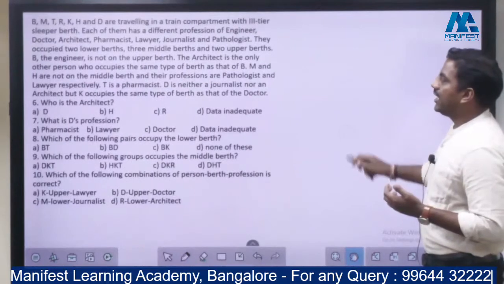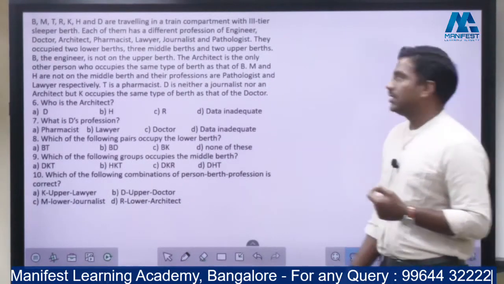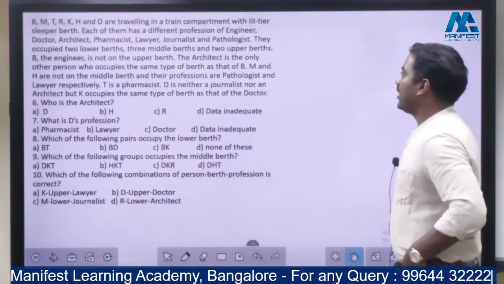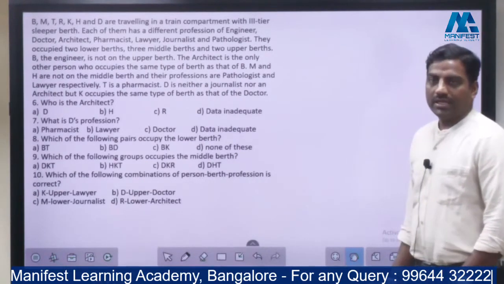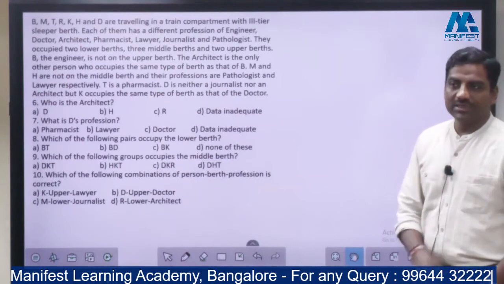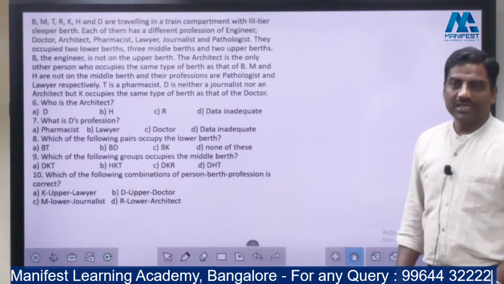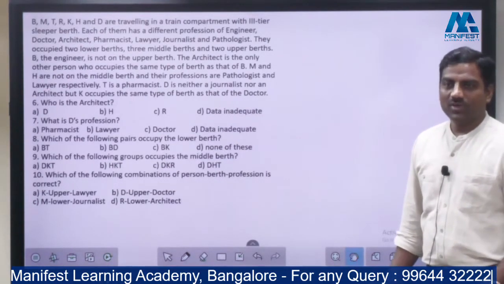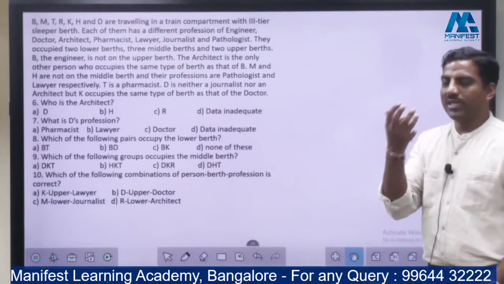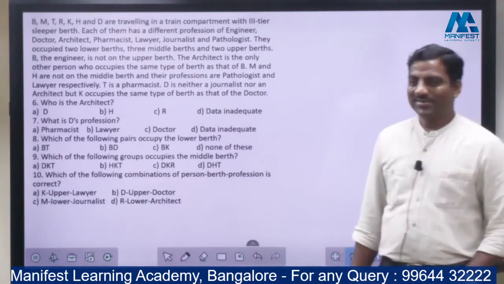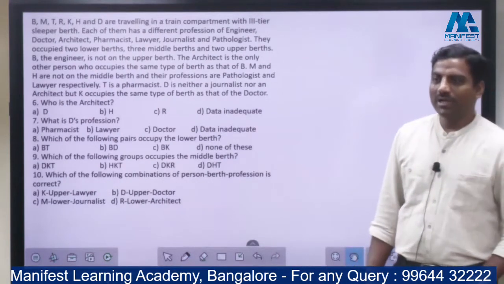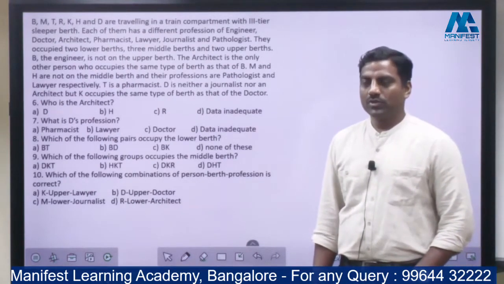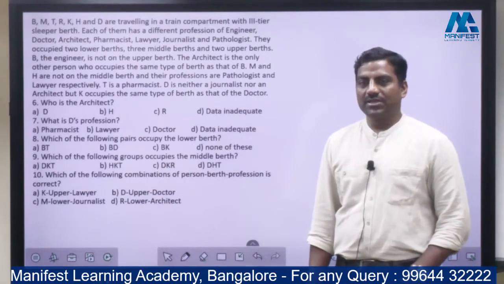B, M, T, R, K, H, D are traveling in a train compartment with a 3-tier sleeper berth. Have you traveled by train at least once? Who is that unfortunate person who has not taken that beautiful smell in the train? Now even the train is getting reduced because of the bio toilets. Yeah. So usually in the trains, especially in 3-tier.